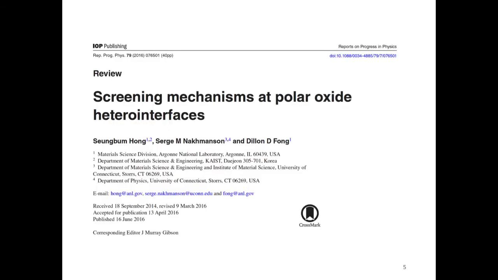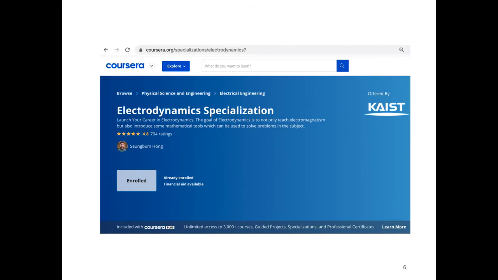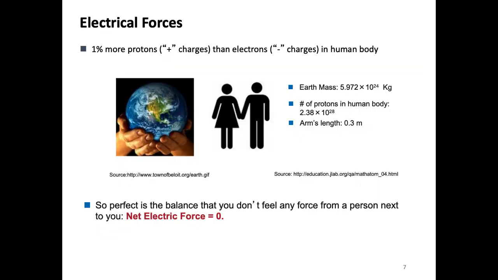All of the slides are based on the review paper that I, together with Serge Nachmanson and Dylan Fung, wrote in Reports on Progress in Physics in 2016. In addition, I also excerpted some slides from my own Coursera course that is online in coursera.org, and I will specify wherever I excerpted my own slides from the course. In fact, this slide is from the Coursera course and based on lectures on Physics Volume 2 written by Richard Feynman.